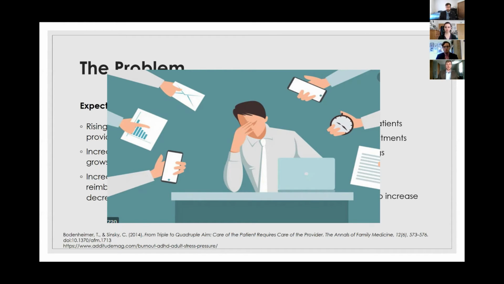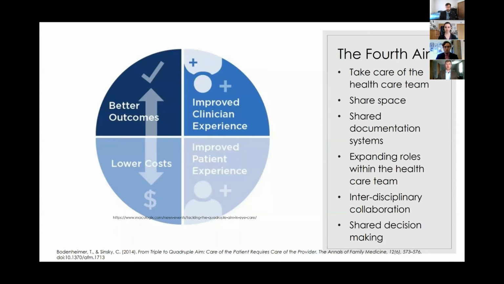So in 2014, there was another white paper written by Bodenheimer et al. That added in a fourth aim. Now, it's unclear to me whether or not the IHI has truly enveloped the fourth aim or not, but it's certainly something that a lot of healthcare systems have adopted, which is to take care of the providers, to add the healthcare team as part of the patient experience, and make sure the healthcare team is a part of the patient experience as well.